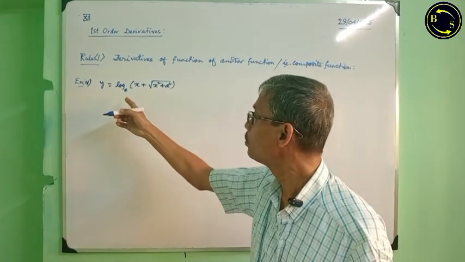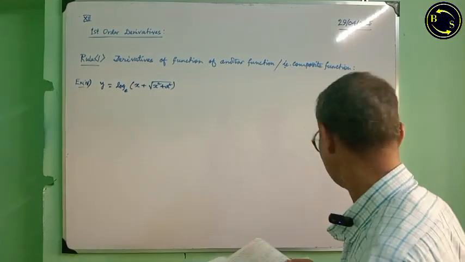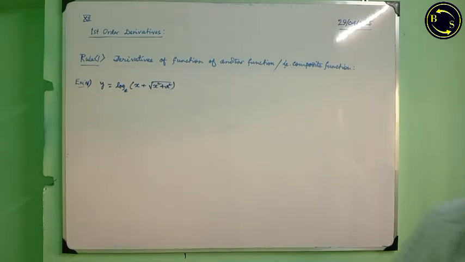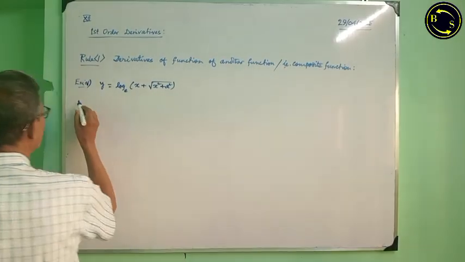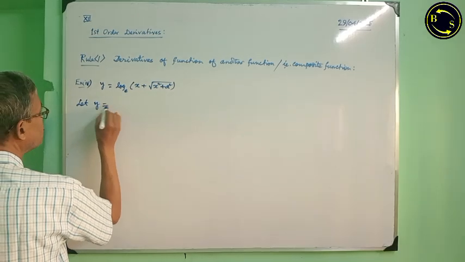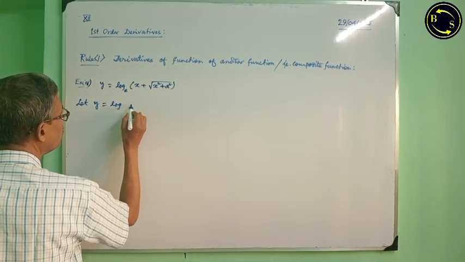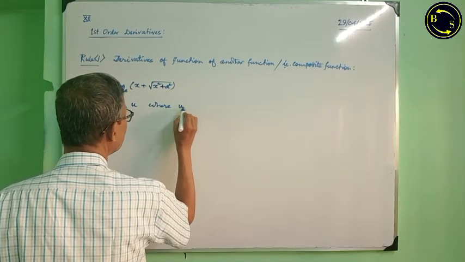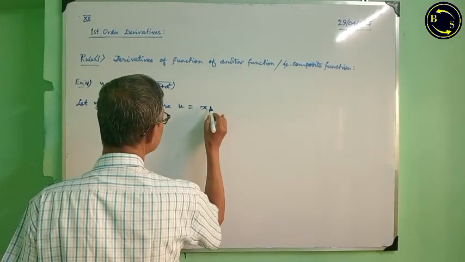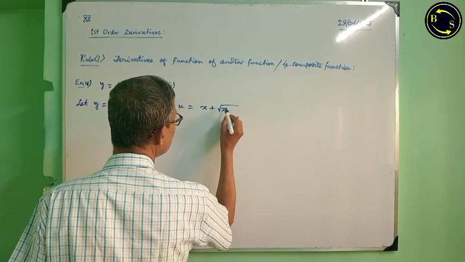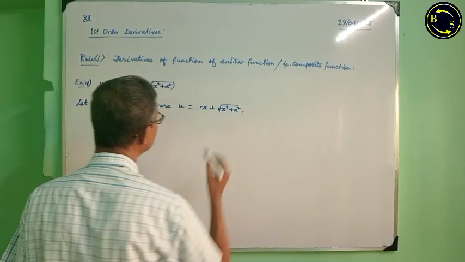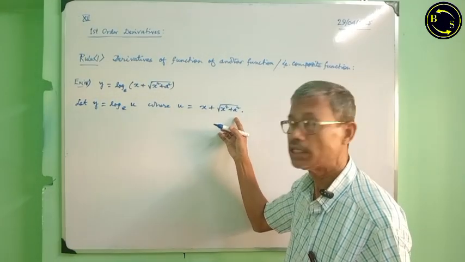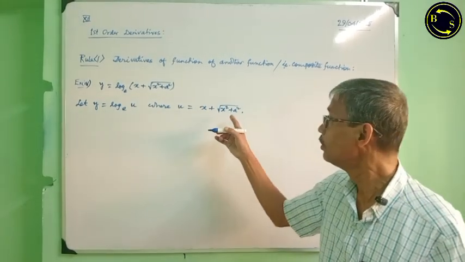Next sum, y is equal to log of this, that is of the form function of function. Let y equal log u to the base 3, where u equals x plus root over x square plus a square. Now I find there is root over x square plus a square, so I first find the derivative of this one.